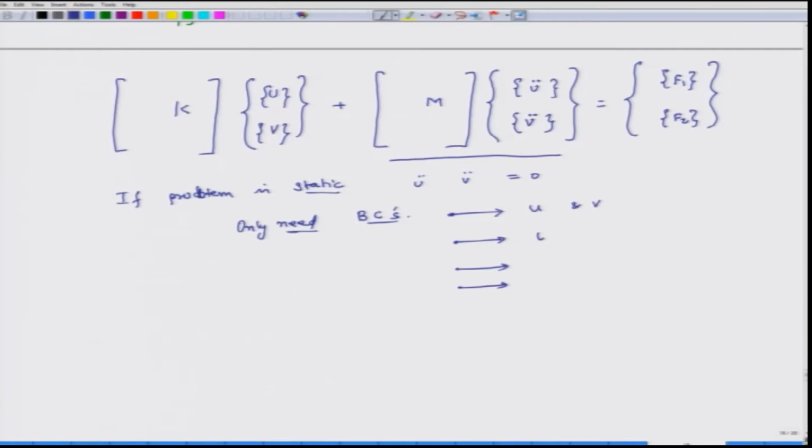The other condition could be that I know u at some places and I know Ty at some other places. Then I have a mixed situation. The other case could be I know v at some places and I know Tx at some places. So it could be either one of these sets.